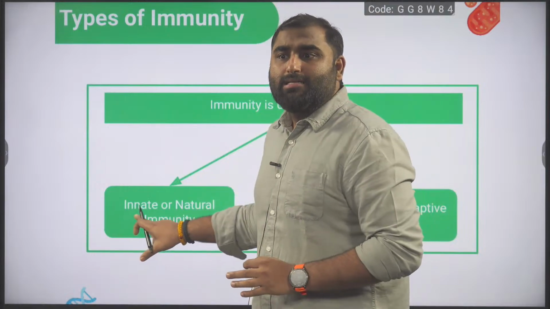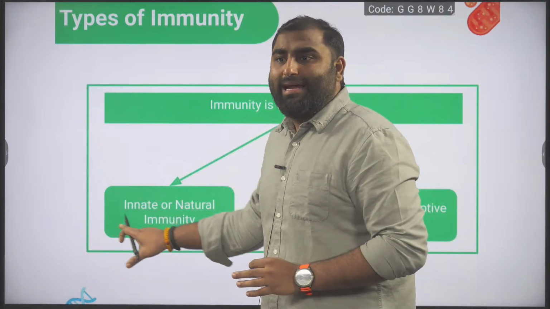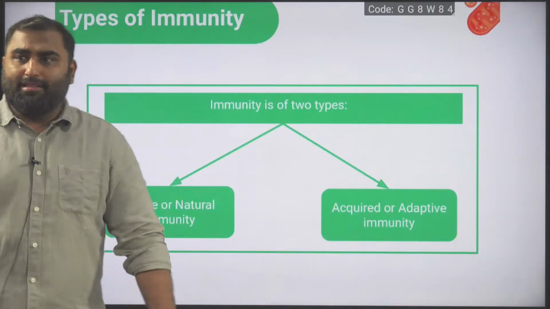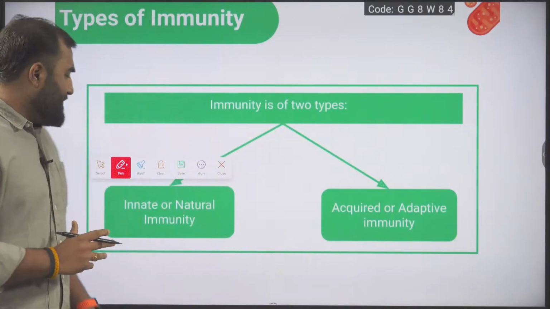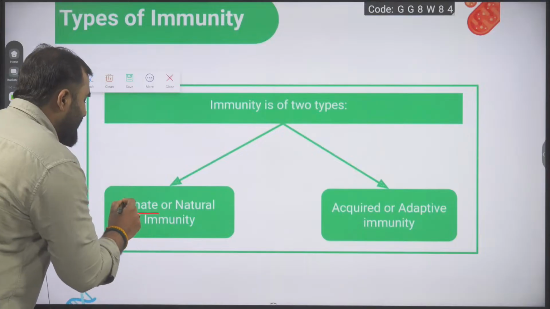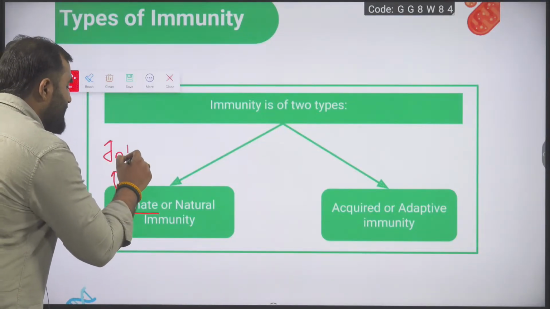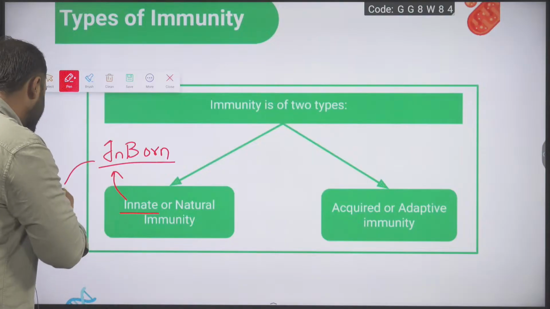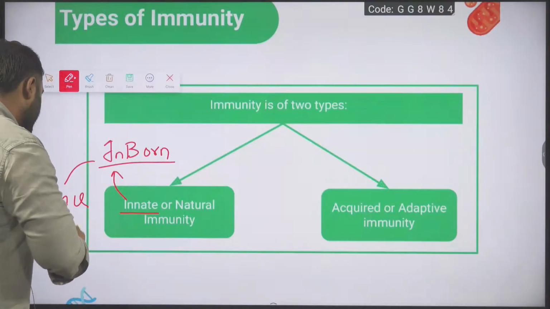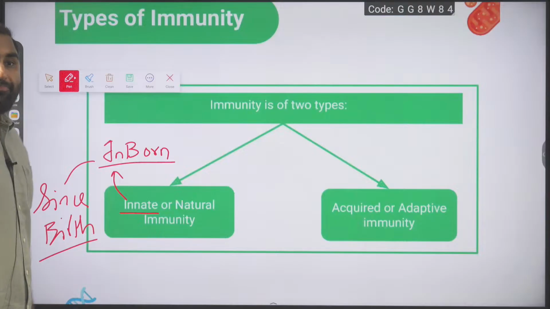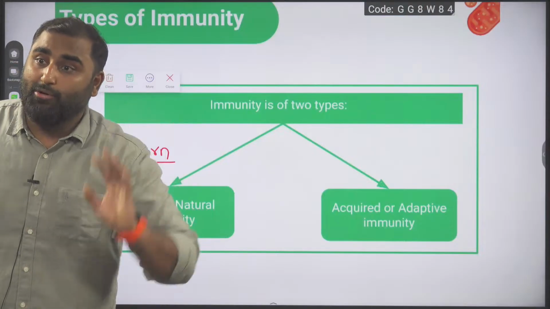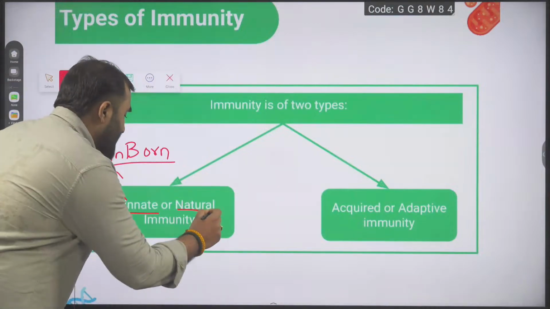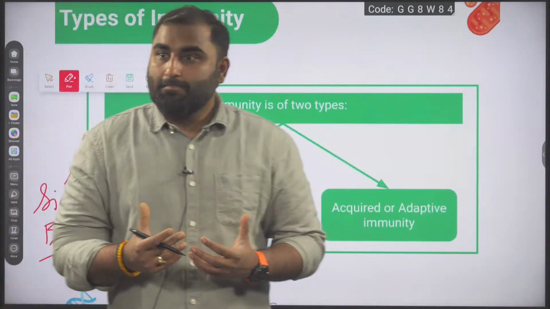Innate means since birth. You can write down innate, since birth. So we are born with a very basic type of immunity, and that is called innate immunity, or I can say inborn immunity. Since birth also you can mention this, and it is also known as natural immunity. It is naturally present in all of us, right?